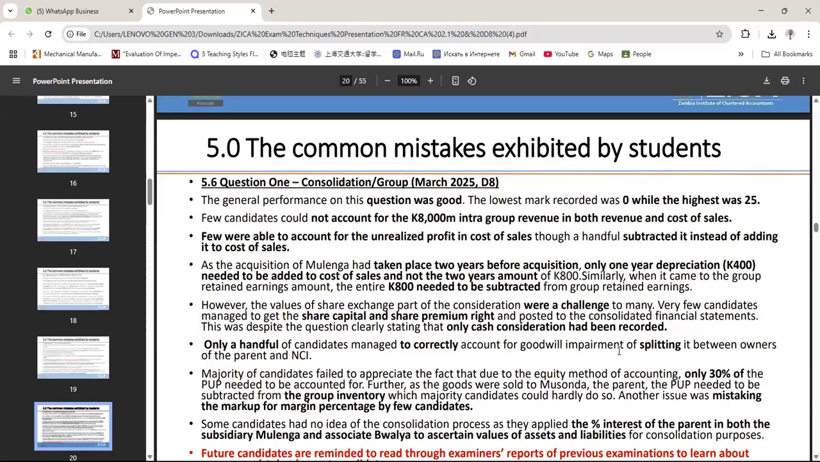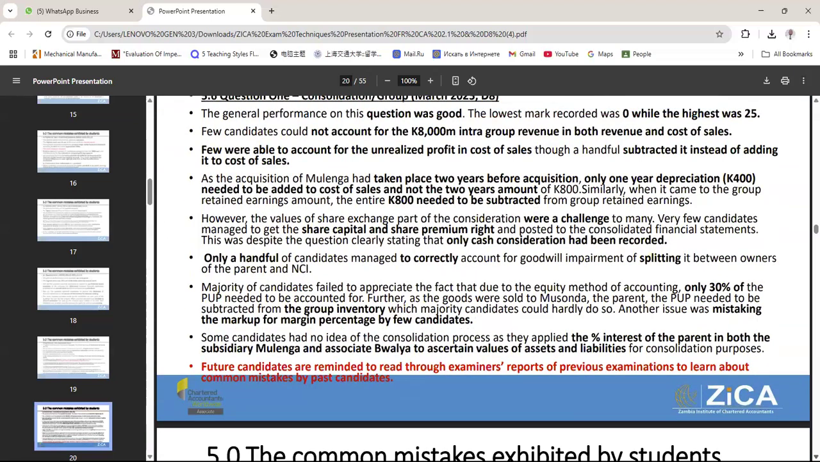Students did not split impairment loss because it was a full method. Then the next one, this one. When you are computing unrealized profit in an associate, you only get the group share instead of the entire amount. So this is very important. The meaning here: if the associate was 30%, when you compute unrealized profit, only get 30%.